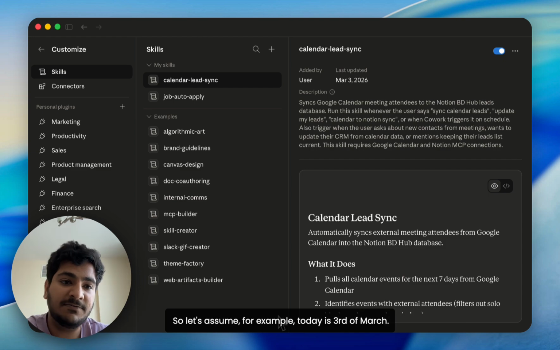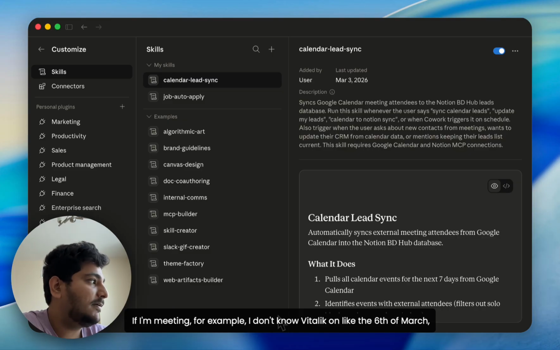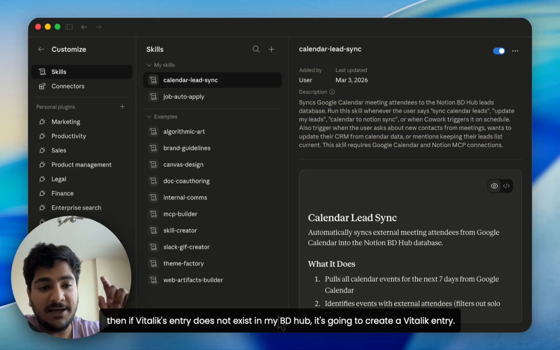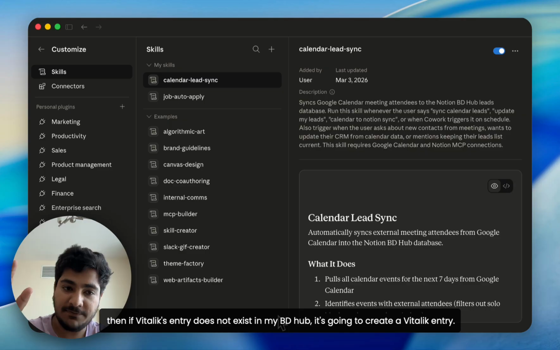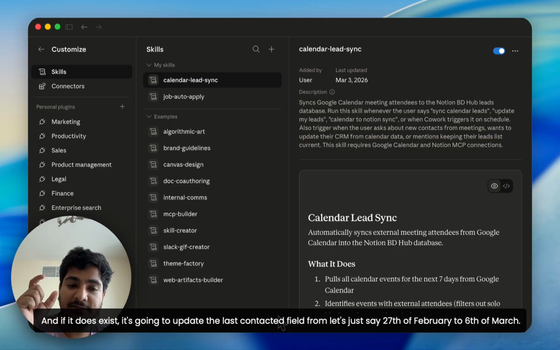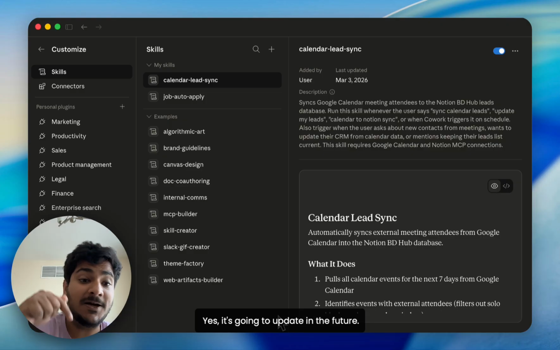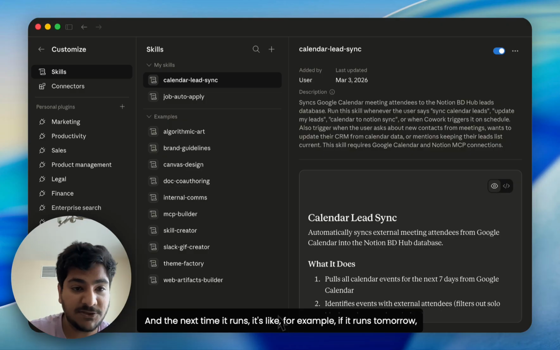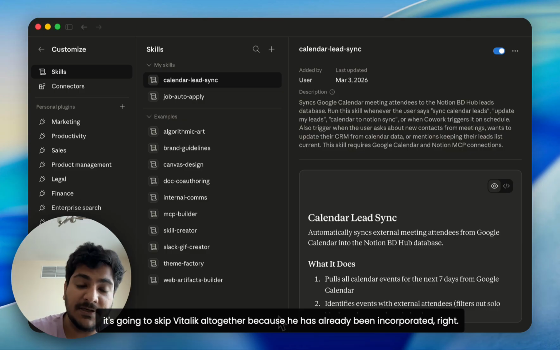So let's assume, for example, today's 3rd of March. If I'm meeting, for example, Vitalik on the 6th of March, then if Vitalik's entry does not exist in my BD hub, it's going to create a Vitalik entry. And if it does exist, it's going to update the last contacted field from, let's say, 27th of February to 6th of March. Yes, it's going to update in the future. And the next time it runs, for example tomorrow, it's going to skip Vitalik altogether because he's already been incorporated.